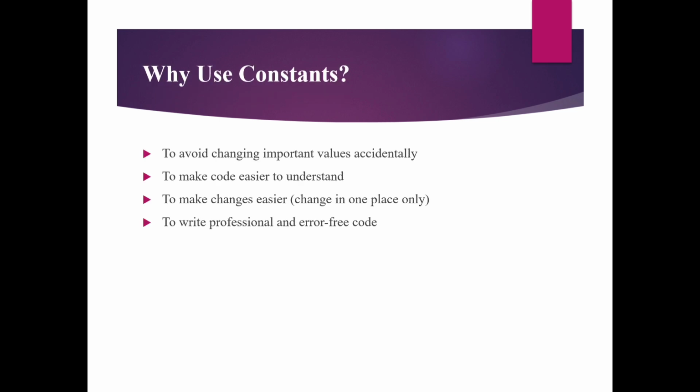So why do we use constants? There are many practical reasons to use constants. The first is safety, to avoid changing important values accidentally. Another is to make code easier to understand, and to make changes easy, since they can be done in one place only. We don't need to change it all over the program, just one place is enough. And next is to write professional and error-free code.